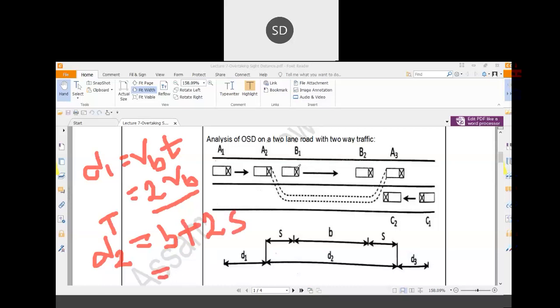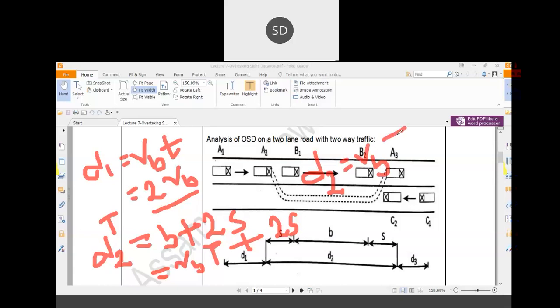So basically B is nothing but the distance covered by vehicle B from position B1 to B2 during the total overtaking time. Okay. So if the speed of vehicle B is V_B and the overtaking time is T, then B is V_B times T, so D2 is V_B T plus 2S. Okay. Now, what is D2? D2 is the total distance covered by vehicle A from A2 to A3. So we can express D2 in another way: initially the speed of vehicle A was V_B.